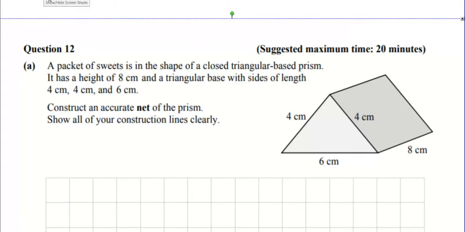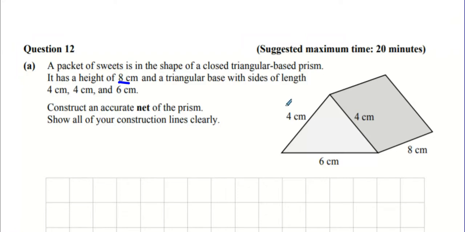Question 12, which I'm hoping is the last question. A packet of sweets comes in the shape of a closed triangular base prism. It has a height of 8 centimeters and a triangular base of 4 by 4 by 6. Construct an accurate net of the prism. Show all your construction lines clearly.